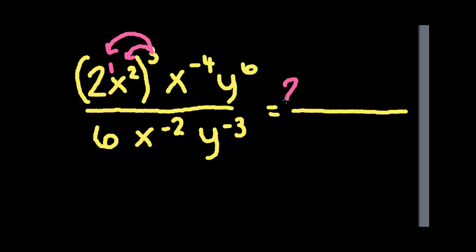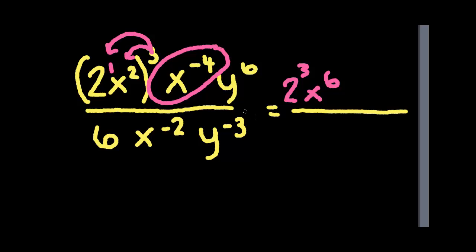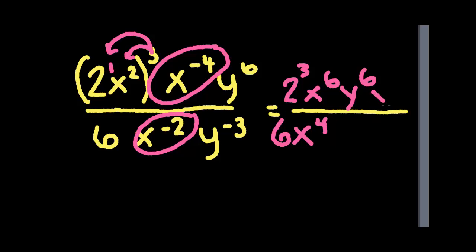So we end up with 2 to the 3rd, x to the 6th, and let's just go ahead and move this guy right now down here, x to the 4th. Then we're going to go to the next guy, y to the 6. He stays up top. Then we're going to go down here. We're going to 6. Numbers always go in front of letters, so I'm going to put him in the very front there. He needs to move up, so I'm going to put him up top, x squared. And the y to the 3rd, he needs to go up top.